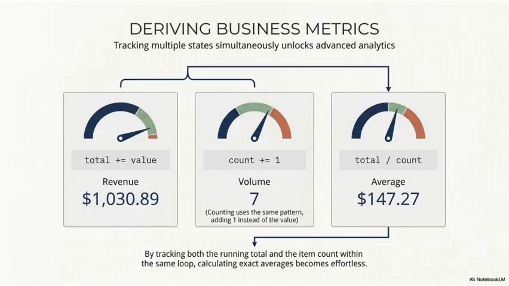One loop, 3 metrics. Now notice that the counting uses the same plus equals pattern as summing. It just adds 1 regardless of the item's value. This is the counter variant of the accumulator. Tracking both total and count in parallel is the foundation of average calculations across any dataset.